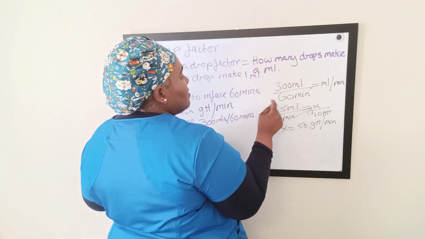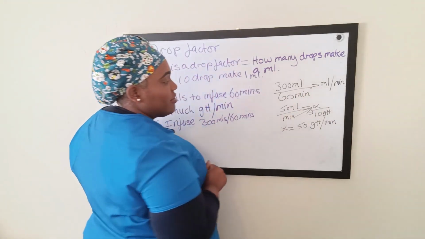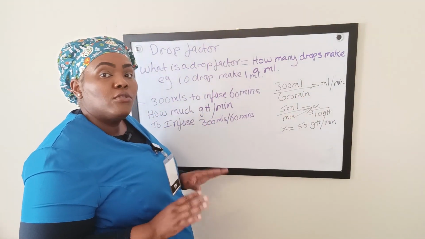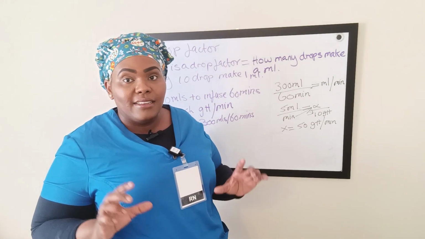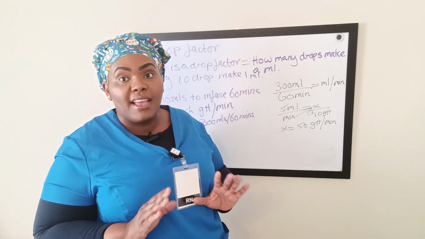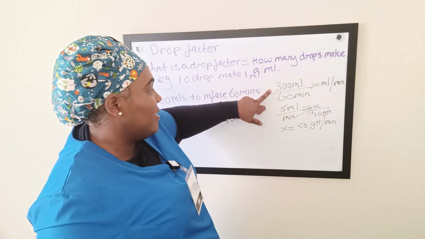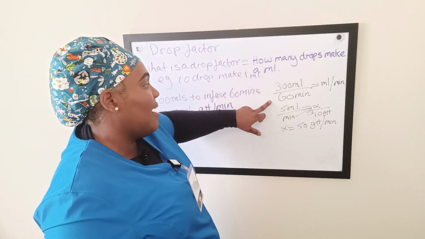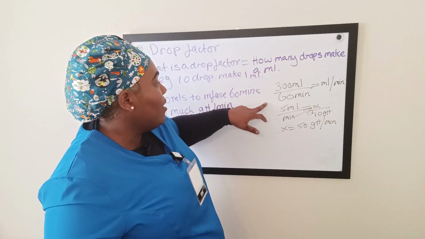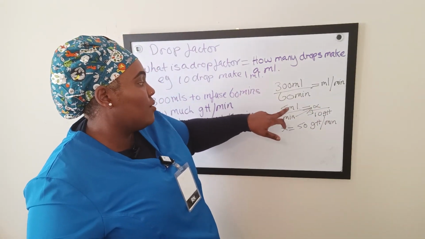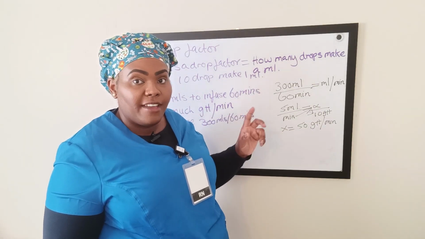So 300 mils equals 60 minutes. We want to know how many mils per minute first. Let's break it down. We want to find out how many mils every minute I have to give this patient to add up and equal 300 mils at the end of the hour, okay? So what we're going to do is divide the amount we have to infuse by the time, and it will give us the amount we have to give every minute. So here we have 300 mils divided by 60 equals 5 mils. So every minute we have to give this patient 5 mils.